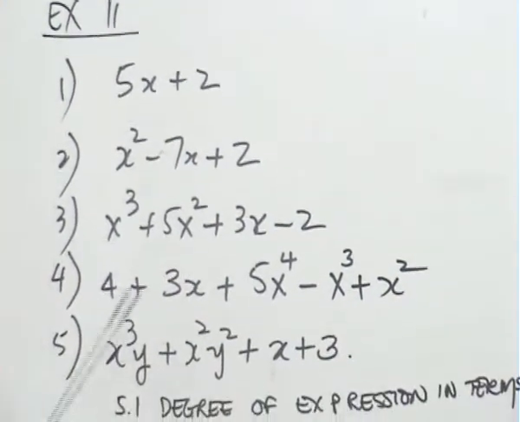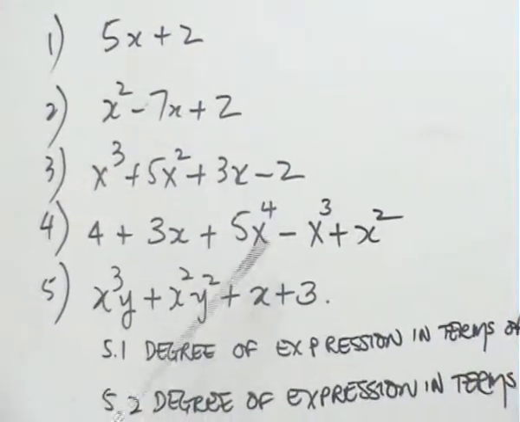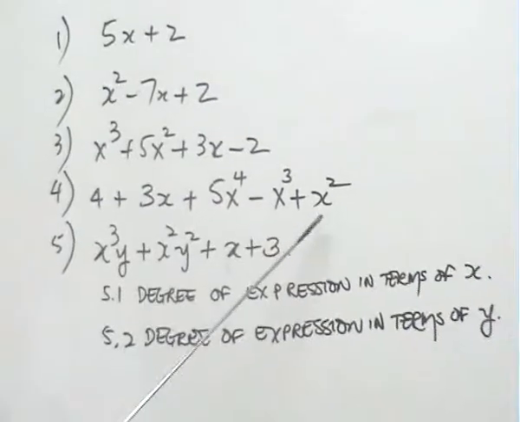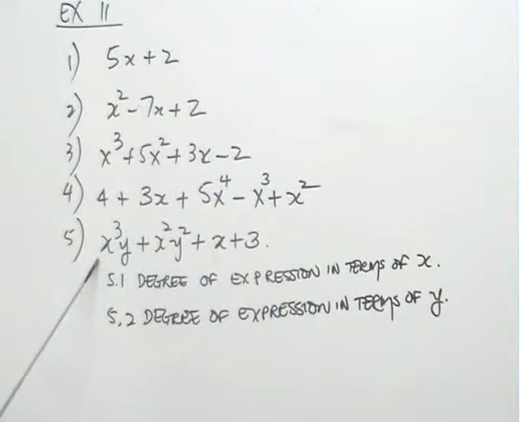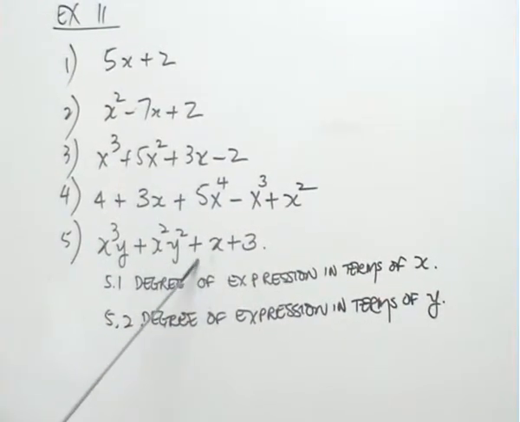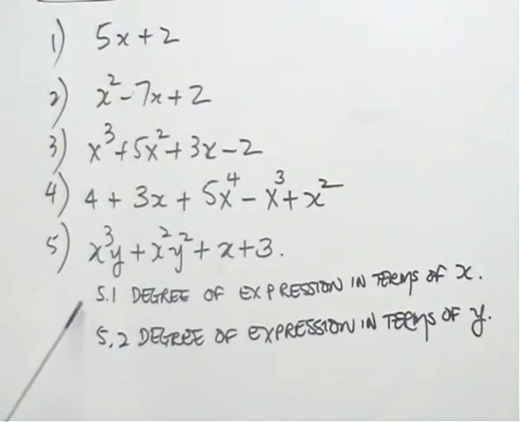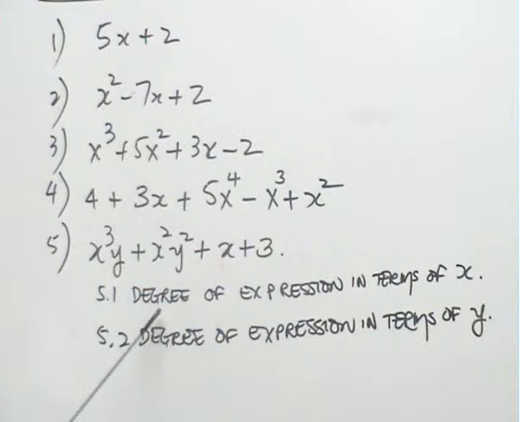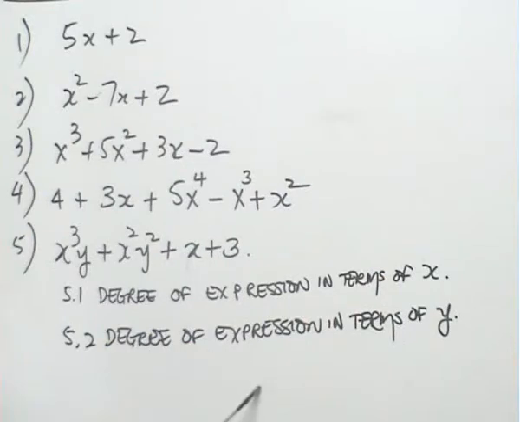Number 4, 4 plus 3x plus 5x to the 4 minus x cubed plus x squared. Number 5, x cubed y plus x squared y plus x plus 3. Now in number 5, 5.1, what is the degree of expression in terms of x? 5.2, what is the degree of expression in terms of y?